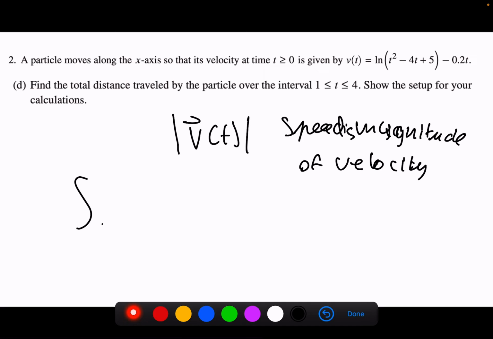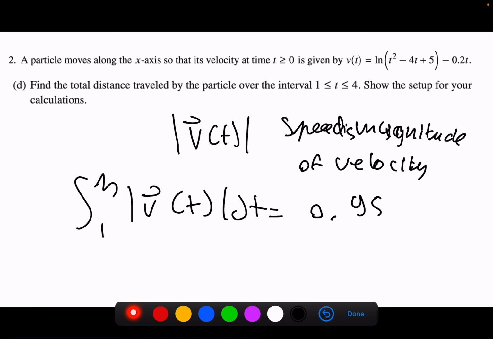So we integrate from 1 to 4 the absolute value of velocity with respect to time, and I get an answer of 0.958. So that is it for question 2.